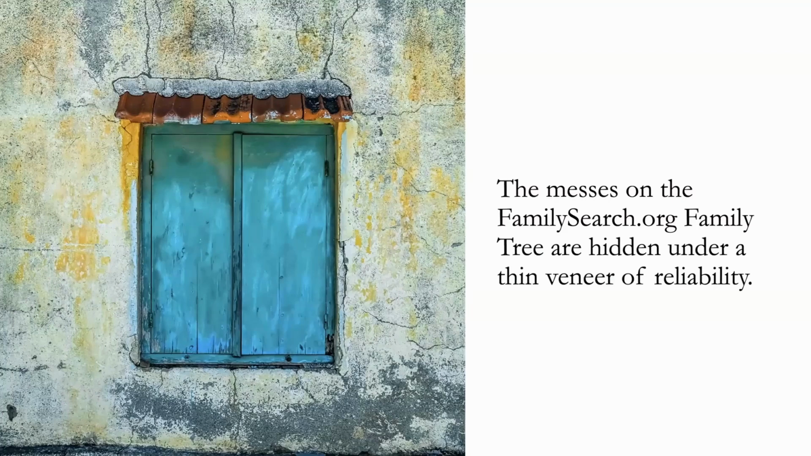And I really have to emphasize this. The messes on the FamilySearch.org family tree are not advertising their presence. They're hidden under a veneer of reliability because they're there, and some of them have sources and things like that. There's kind of the impression, if you aren't digging into things and analyzing, that you're going to just say, oh, this is something I don't really want to get into. It's all done and it's all right. And I can't tell the difference. Well, that's really the problem.